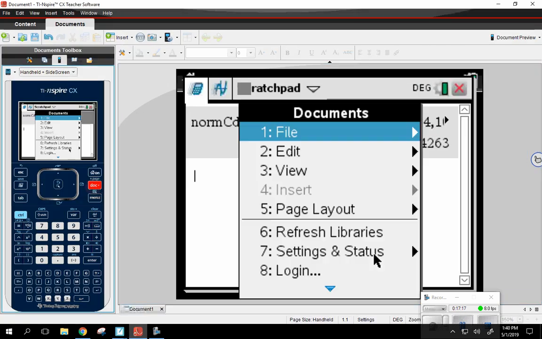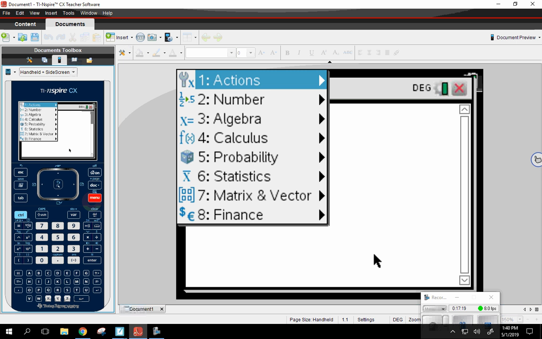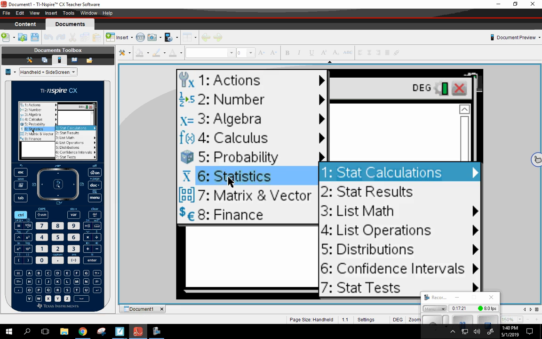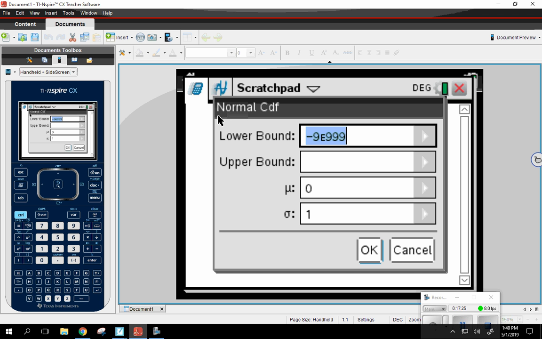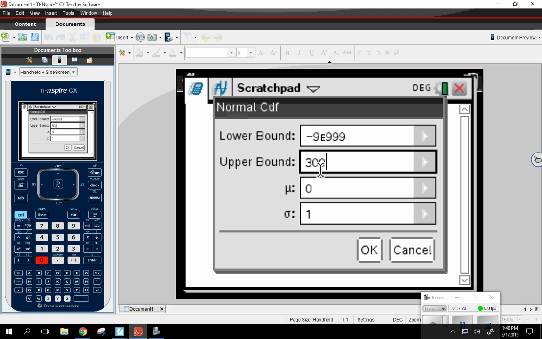So keystrokes, I'm going to go ahead and get rid of that, document B. I go to menu, statistics, distributions, normal CDF. Now this time 300 was the upper bound because we want to be less than 300, so I'm going to leave that lower bound as is. If it's a problem where it says X is between two values, then you're provided both a lower and an upper, and you just put both of those in.